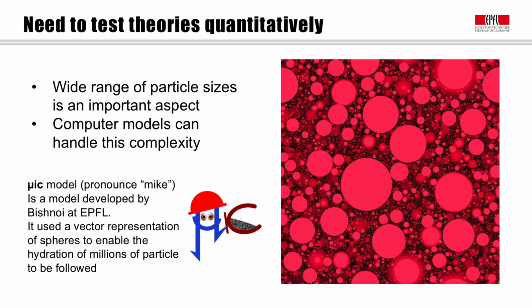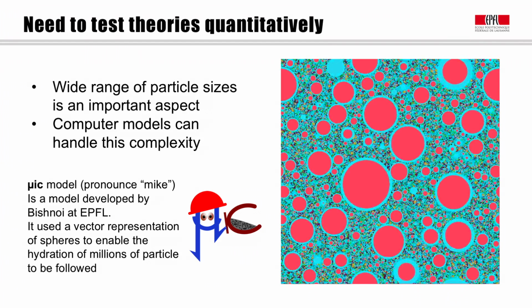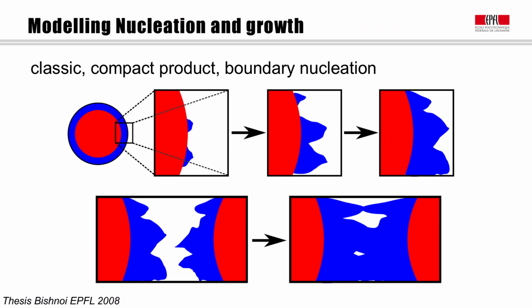We have some cement particles that are about 60 microns in size, some are less than a micron in size. And this means that in a typical box, so this would be a typical box of 100 microns, we may have many millions of particles. And this shot here shows the model we call Mike. Mike is a model developed at EPFL by Shashank Bishnoi, and it has this cute little logo. It's written like this, but that's because it's Mike for microstructure. Okay, so we could use this modeling platform to test different hypotheses.